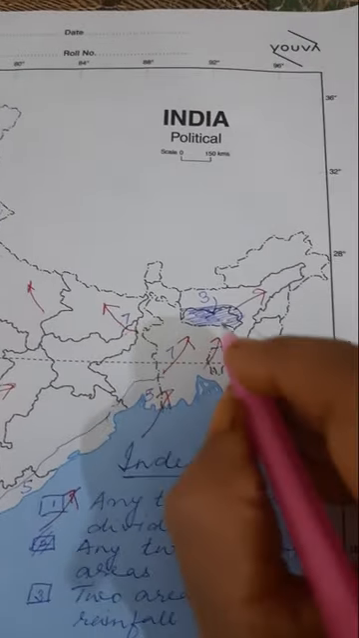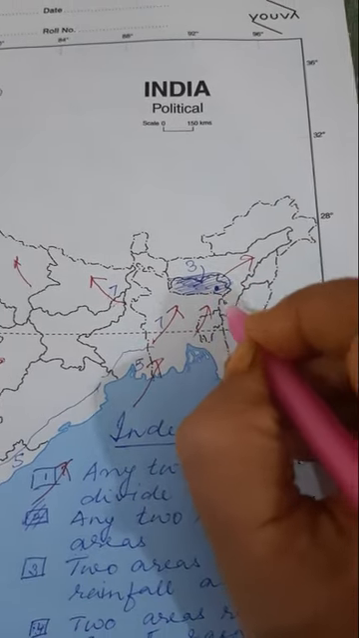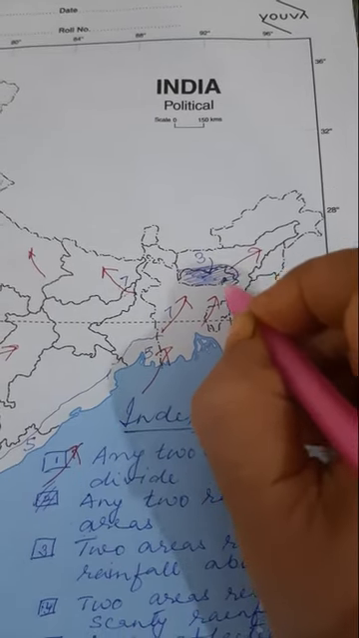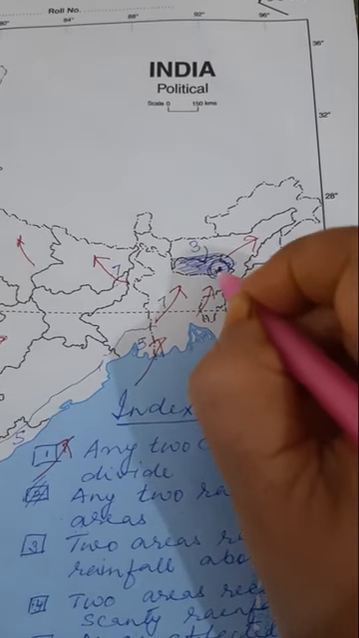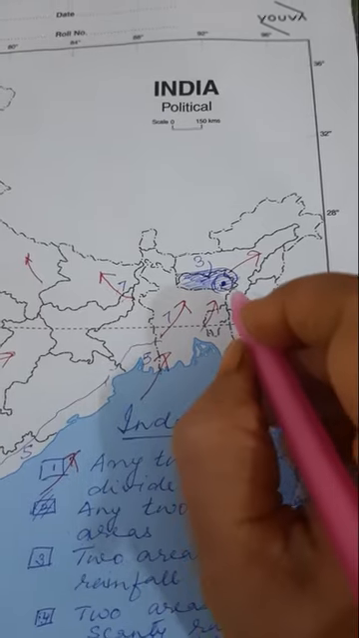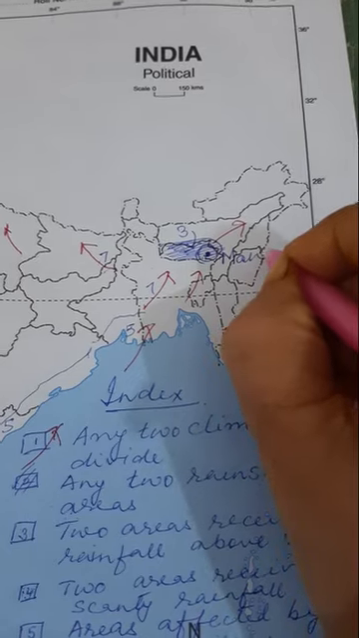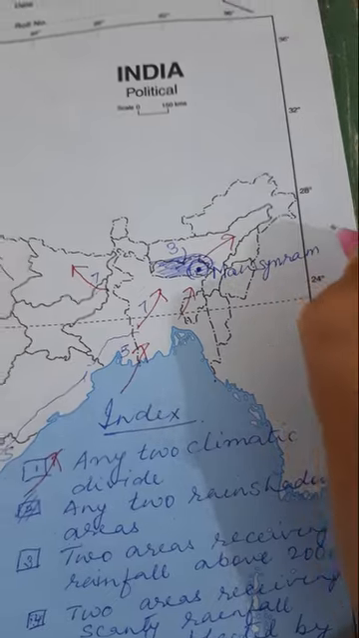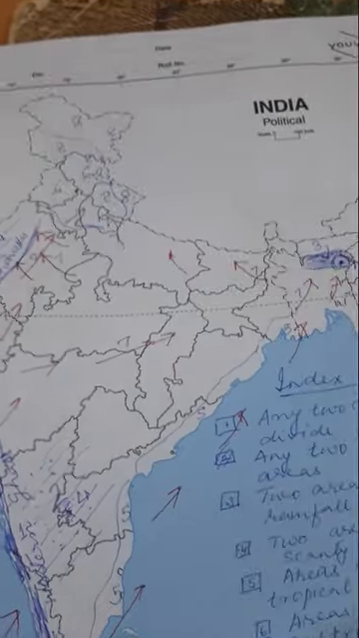And then we have Mausinram. Mausinram is the rainiest place in the world. You will put a dot here close to the Bangladesh border. It is in our Meghalaya state. Put around here because it is a place. Okay, so for better understanding you all write the name here, so it will be easy for you all to remember.